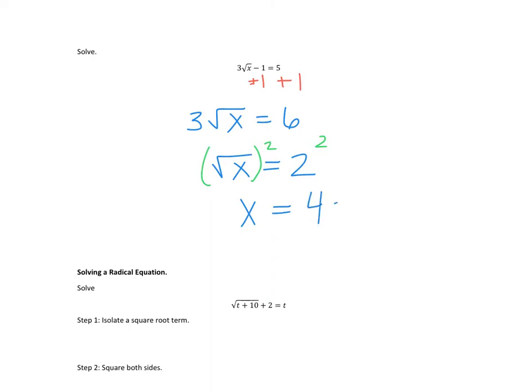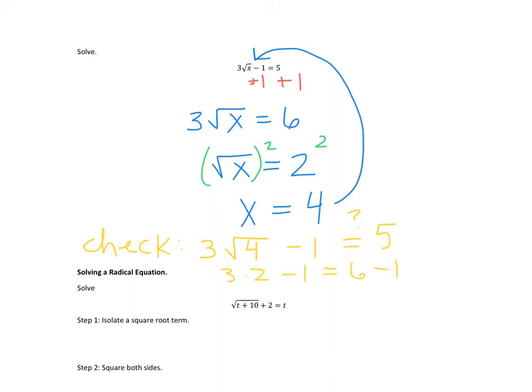Now that we have x equals 4, we have to go back and check. We have to check to make sure x equals 4 satisfies our equation. So we want to know, does 3 times the square root of 4, minus 1, truly equal 5? What's the square root of 4? It's 2. 3 times 2 is 6, and 6 minus 1 is 5. So that does satisfy the equation. So x equals 4 is our solution.